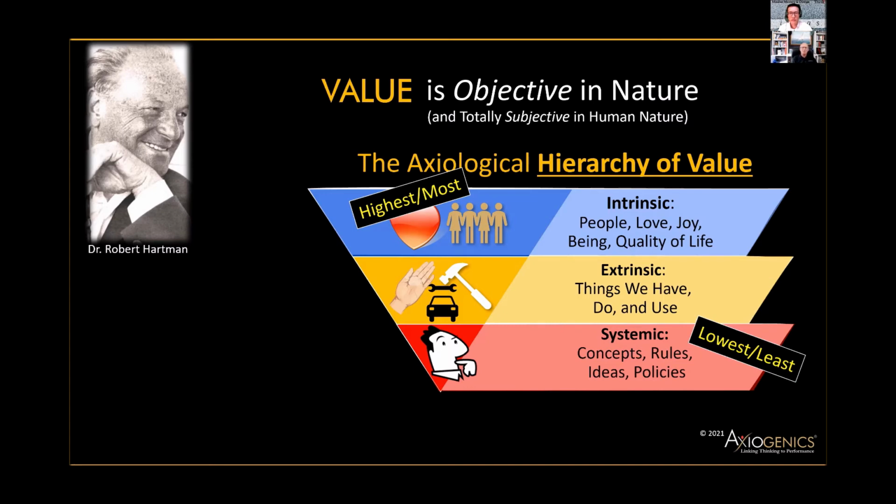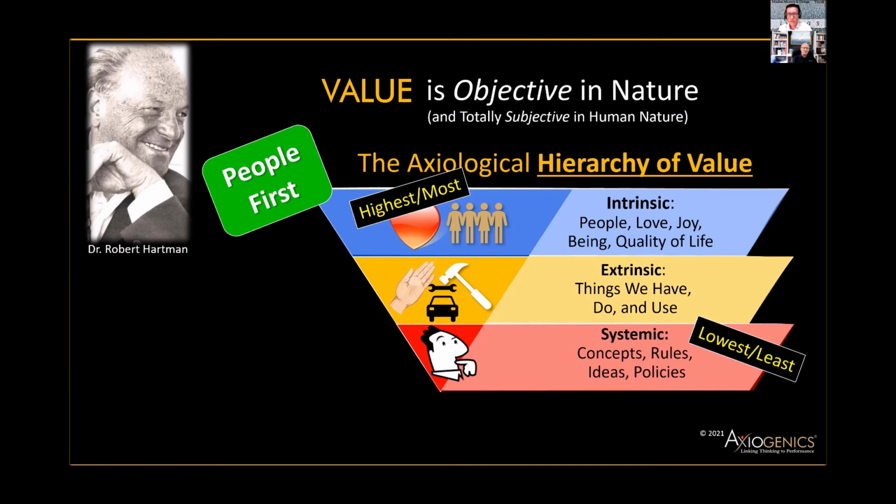But one of the things that's really important to note is that the hierarchy of value validates, proves scientifically that people have the highest value. The intrinsic value of people rises above all else, including profitability, policies, rules, productivity. All of those things are valuable, but they pale in comparison to the infinite intrinsic value of human life and quality of life.